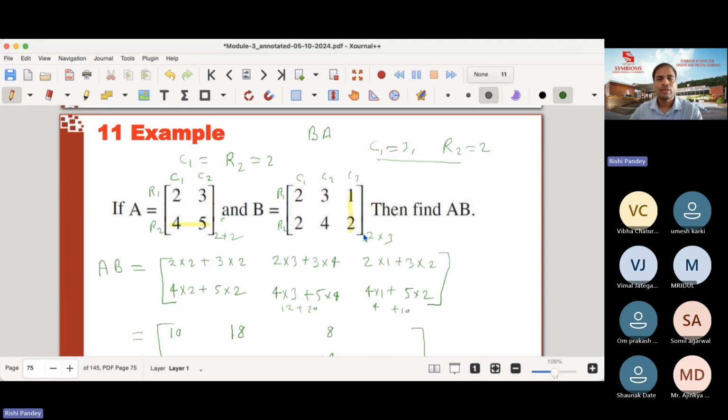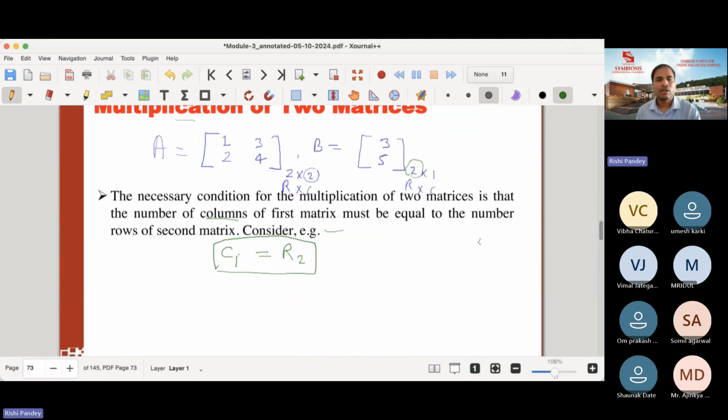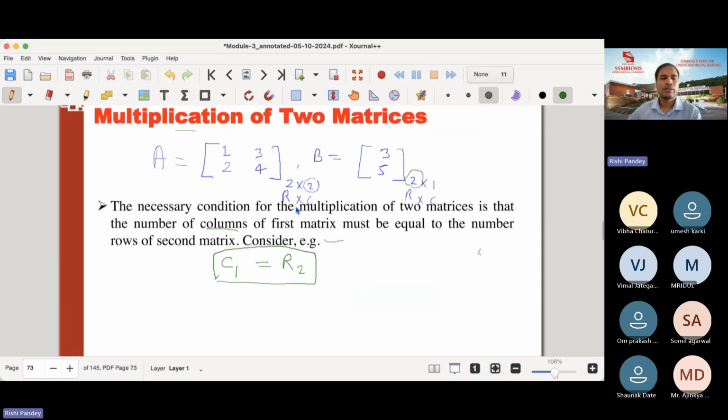So what is the multiplication rule? The multiplication rule says that the columns in the first must be equal to the rows in the second. In this case also, BA is not possible. So can you multiply this question, everyone, and find the multiplication of AB? Please find the multiplication of this question in the same way.